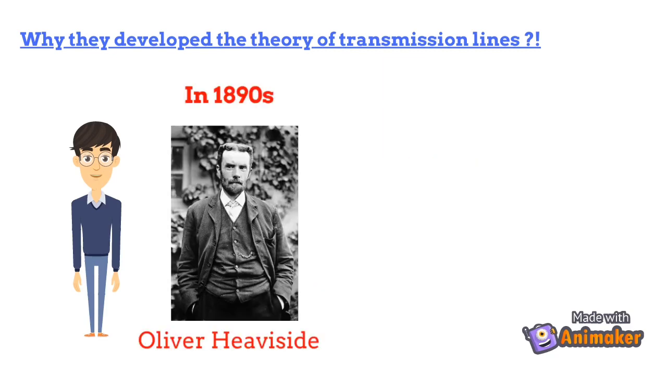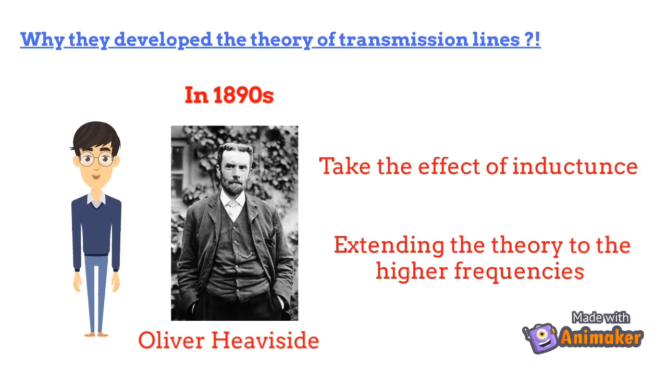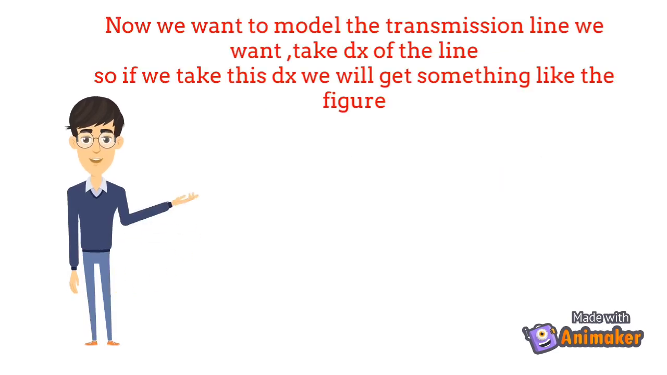By the 1890s, Oliver Heaviside had produced the modern general form of the Telegraph's equations, which included the effects of inductance and which were essential to extending the theory of transmission lines to the higher frequencies required for high-speed data and voice. Now we want to model the transmission line.